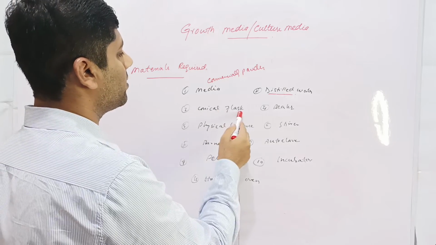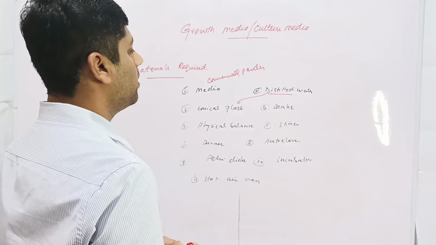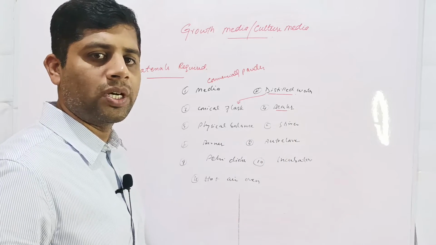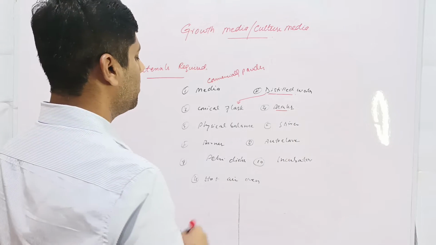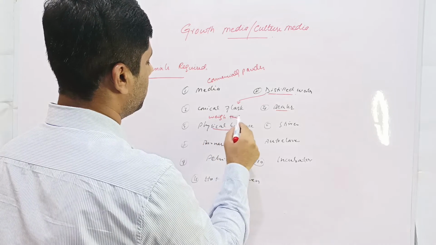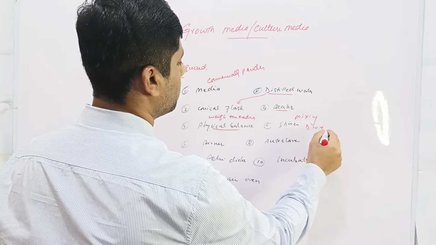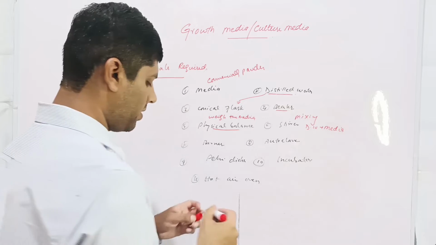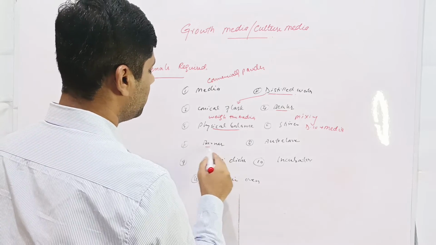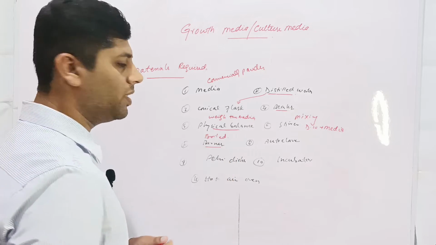Third one is the conical flask. You have to measure this distilled water in the conical flask of 1 liter. And then the beaker. Beaker is required for the reconstitution or mixing of the media in distilled water. Physical balance is required to weigh the media. Stirrer is used for mixing of media in the distilled water. So media is mixed in the distilled water using a glass stirrer. After stirring and mixing, the media is boiled on the gas burner. So gas burner is required for the boiling of media in the beaker.